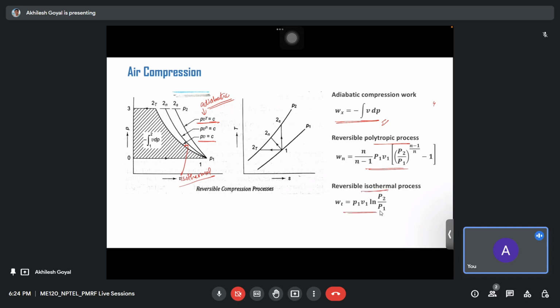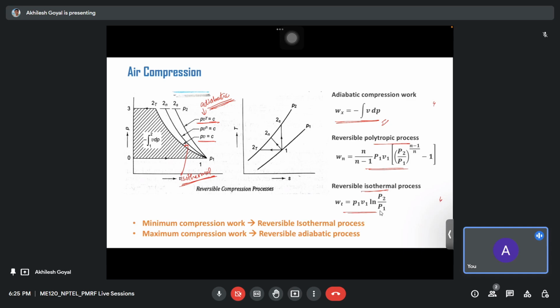Okay, so as this figure suggests, the minimum work done for compression is in the reversible isothermal process, and the maximum work done is in the case of the reversible adiabatic process. The same thing is mentioned here as well: minimum compression work is done in the reversible isothermal process, and the maximum compression work is done in the reversible adiabatic process.